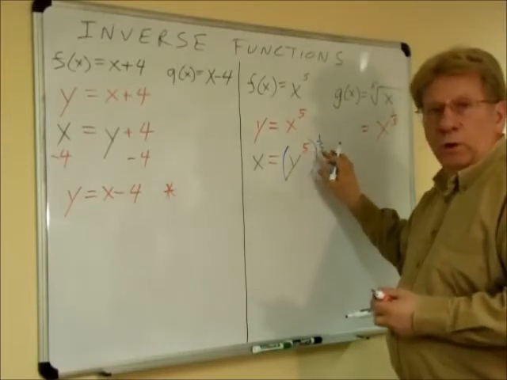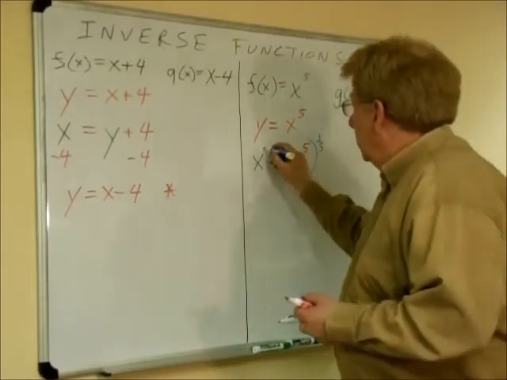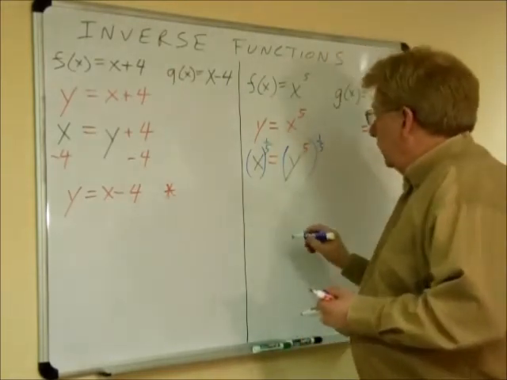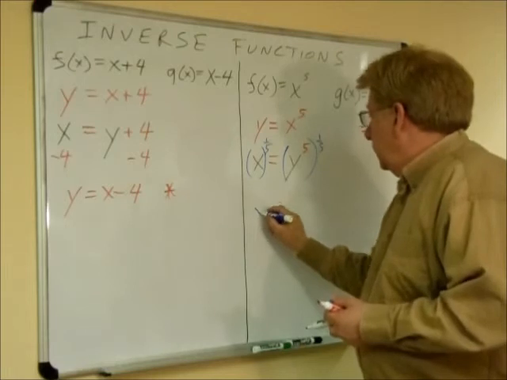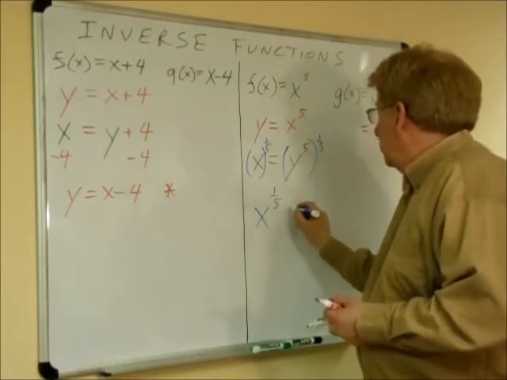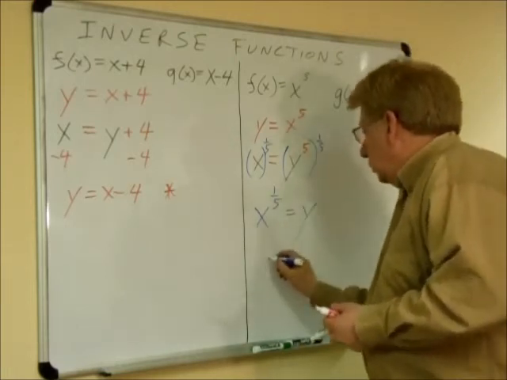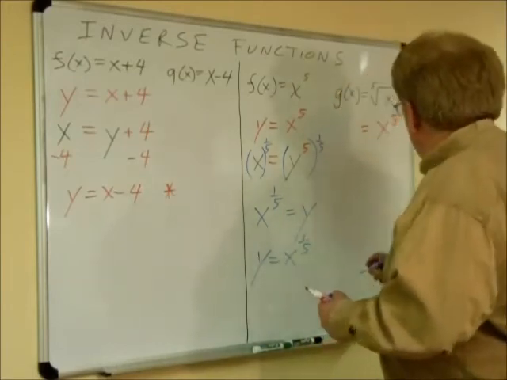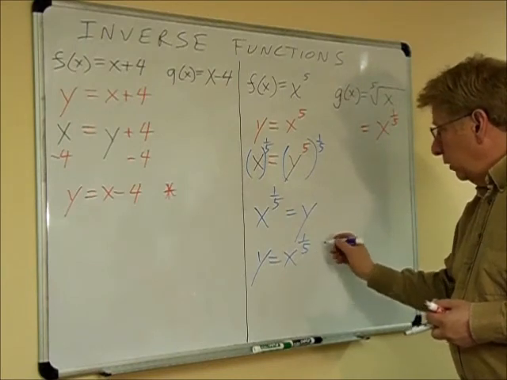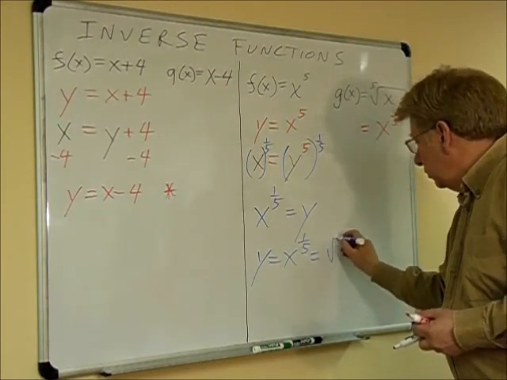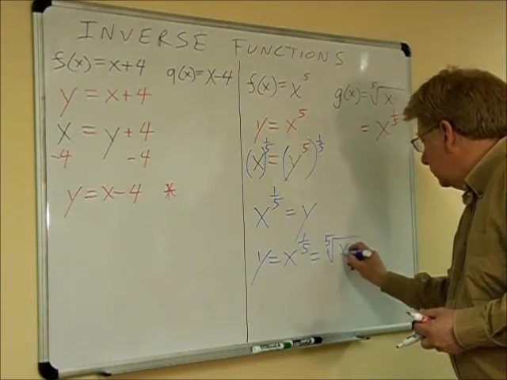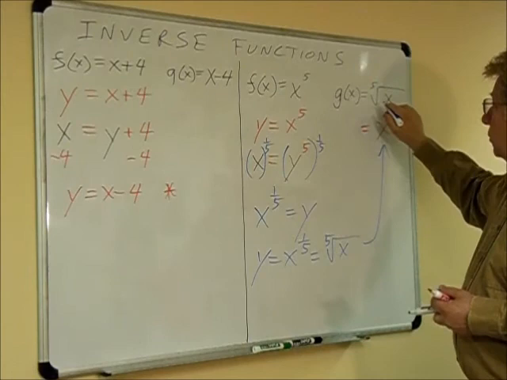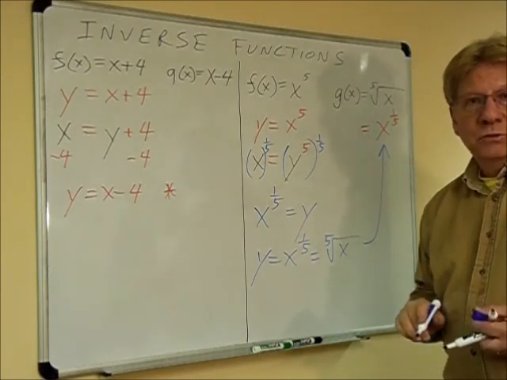1/5 times 5 is 1, so that cancels that out. But if I do it to one side, I have to do it to the other, x to the 1/5. So I end up with x to the 1/5 is equal to y, or y equals x to the 1/5. Another way to write that is just the 5th root of x. So yes, the inverse of this function does equal g of x. So we've shown that.